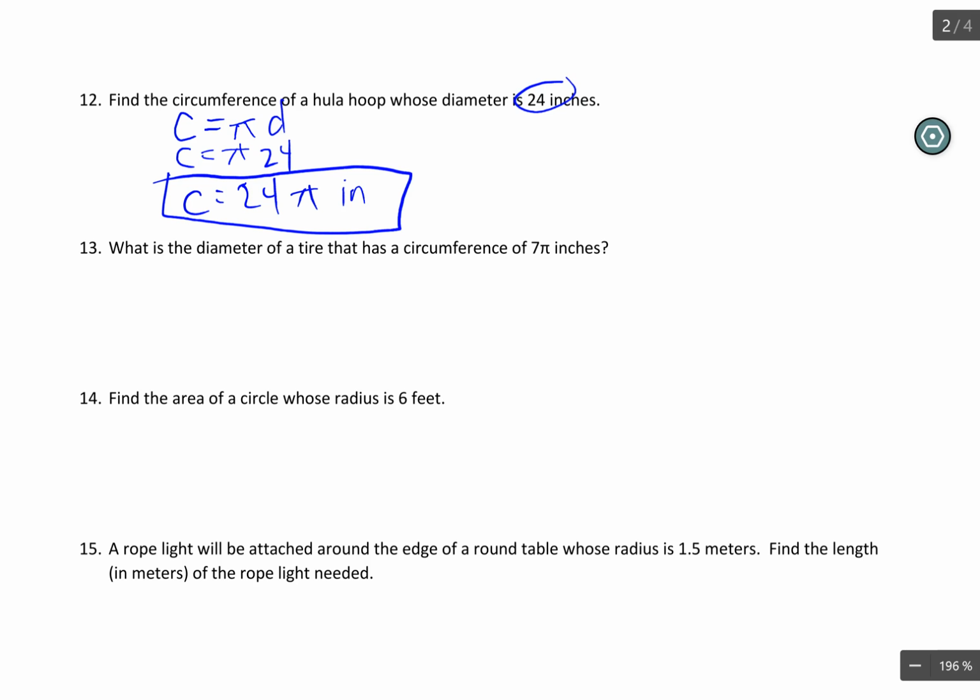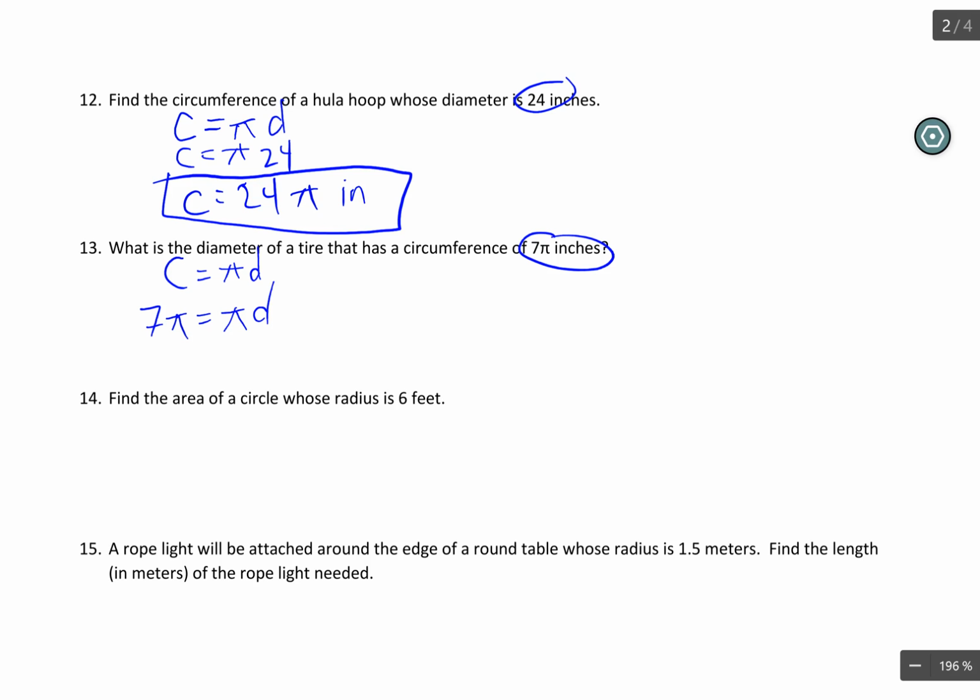Question 13, what is the diameter of a tire that has a circumference of 7 pi inches? Same thing, I have circumference, I have diameter, so I need a formula that uses both. And so it's the same formula, circumference equals pi times diameter. Now I'm going to substitute what I know. Well, I know what circumference is. So circumference is 7 pi, and then equals pi, and then do I know the diameter? I do not, so I'm going to leave that.